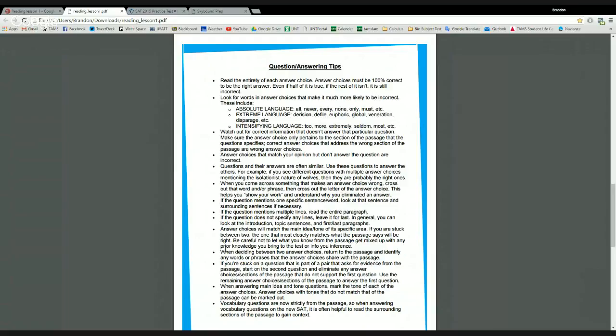When answering main idea and tone questions, mark the tone of each of the answer choices. Answer choices with tones that do not match that of the passage can be marked out. So once again, with main idea and tone questions, just mark the answer choices, and you can most likely mark out the ones that don't match the tone of the passage.